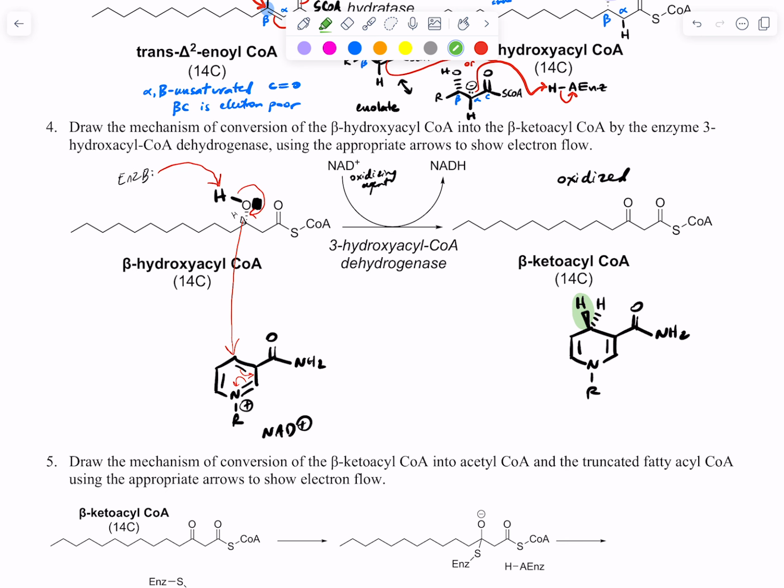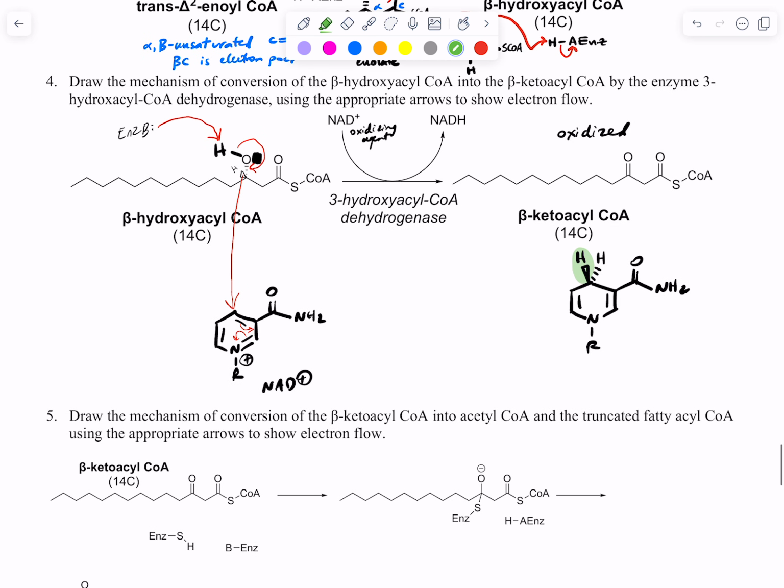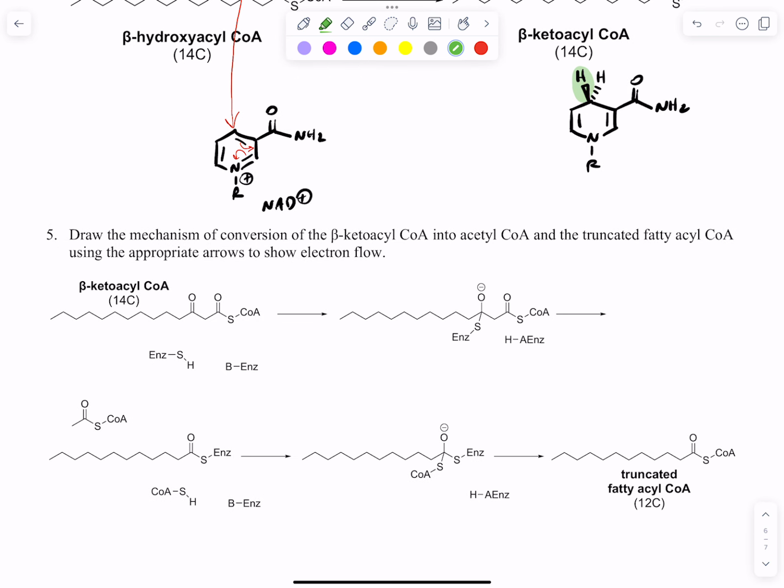Okay, so with that, we are almost done. There's just one more step, but that's a decent breaking point. Let's take a break now, come back in about 5 minutes or so, and we'll finish up beta oxidation.